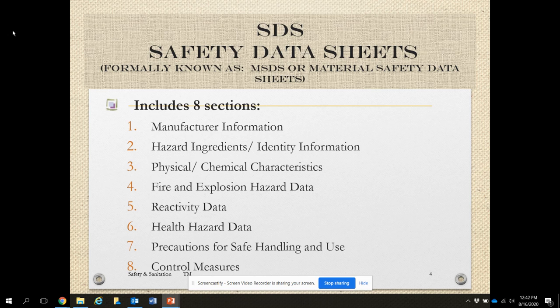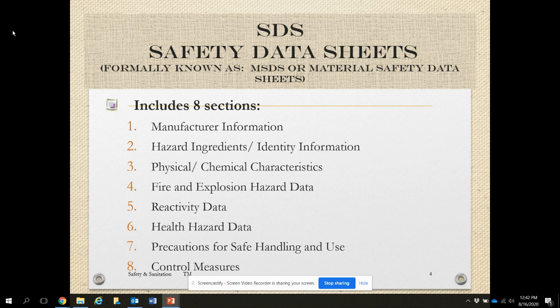So SDS, Safety Data Sheets, and you will need to know that. It's formally called MSDS, Material Safety Data Sheets, but they kind of dropped the material part. So I sometimes refer to it as MSDS. Please understand that SDS and MSDS is the same thing. So when I'm talking, sometimes I still refer to it as MSDS. SDS, safety data sheets. And in those safety data sheets, there are about 8 sections.